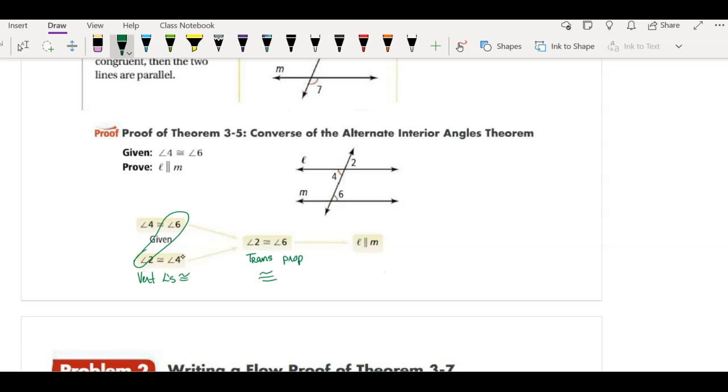And our last step, line L is parallel to M. We've said 2 was congruent to 6. So if corresponding angles, 2 and 6 are corresponding angles, are congruent, then the lines are parallel.